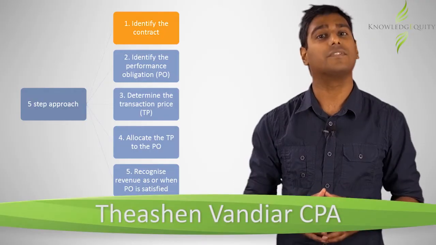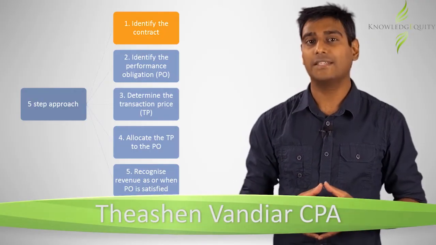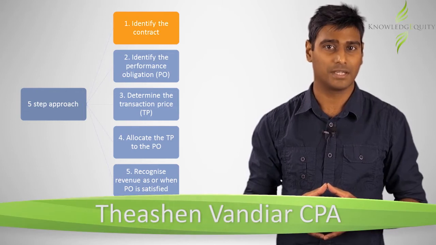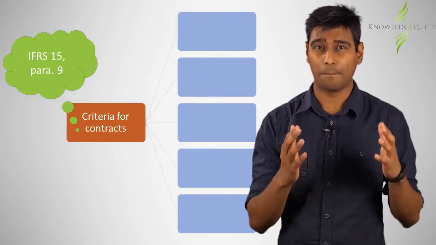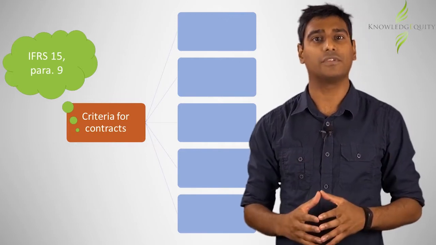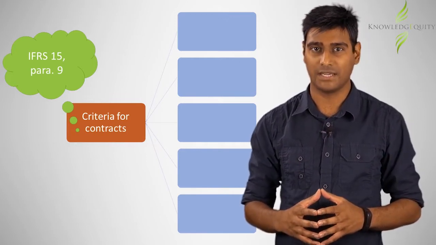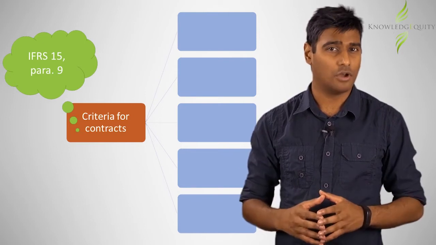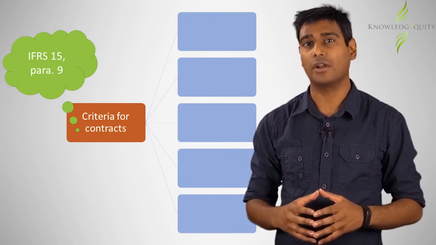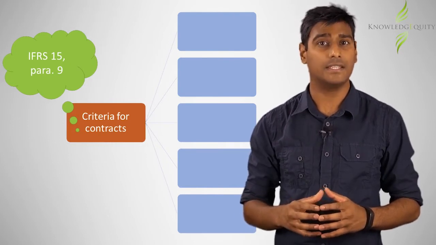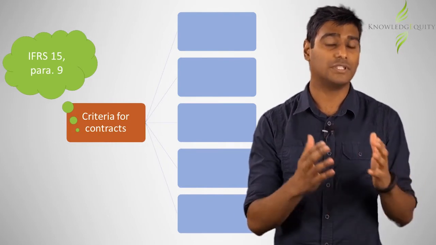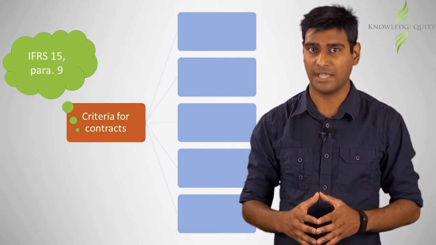Step 1 of IFRS 15's 5-step model is the identification of a contract with the customer. IFRS 15, paragraph 9, stipulates attributes of a contract that must all be present in order for there to be contracts in terms of IFRS 15. If all of these attributes are not met, then a contract is deemed to not exist and IFRS 15 cannot be applied. The entity must then continuously assess to see if all the attributes of a contract are met.